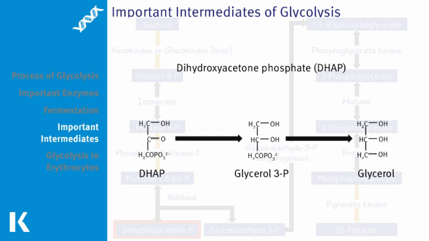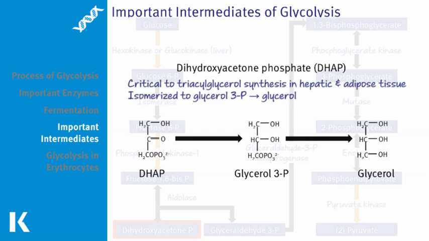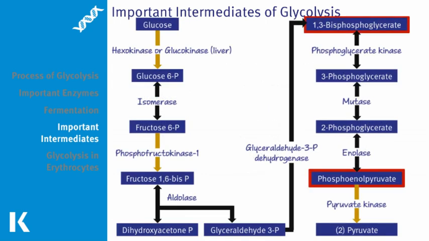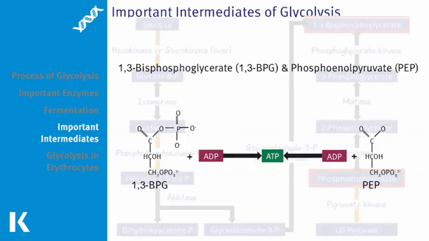Well, it's not. DHAP, which is converted to glycerol, ends up being instrumental in triglyceride synthesis in liver cells and adipocytes. What is more, if DHAP is not made into glycerol, an isomerase exists that can convert it into glyceraldehyde 3-phosphate and complete glycolysis. The other intermediates we should single out are 1,3-bisphosphoglycerate and phosphoenol pyruvate for their roles in ATP production.